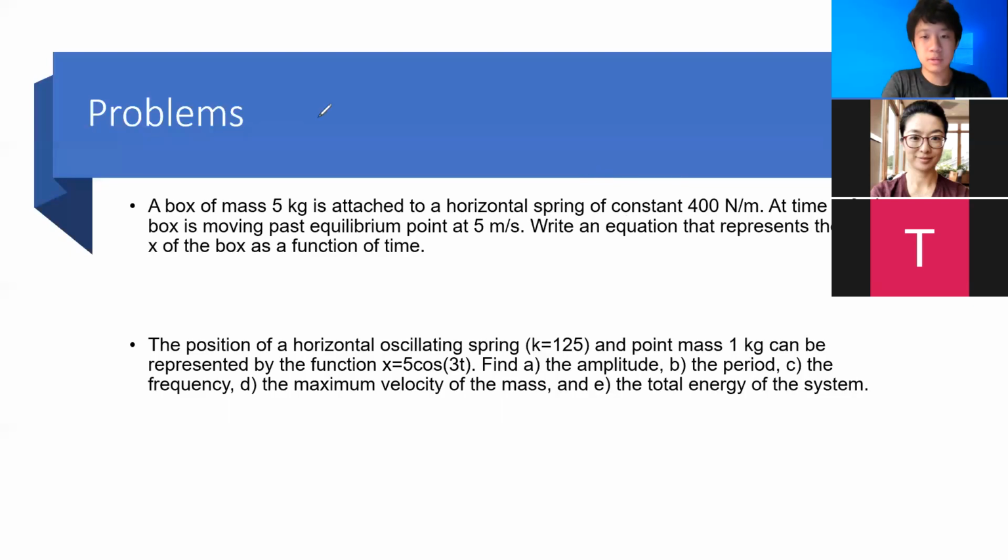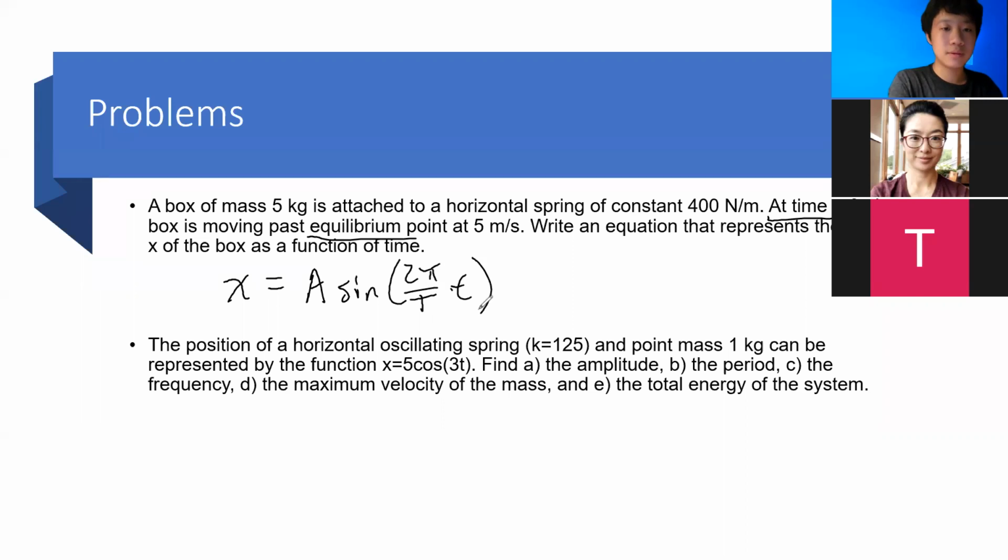Okay. So we want to write the equation that represents x of the box as a function of time. First of all, we need to figure out, are we going to use cosine or sine? It starts at the equilibrium, because at time 0 it is moving past equilibrium, which means it's at equilibrium. So we're going to use the sine function here. So x is equal to A sine of 2 pi over period times time. We're going to have to find A and the period. Then we just plug these values in to get our function.